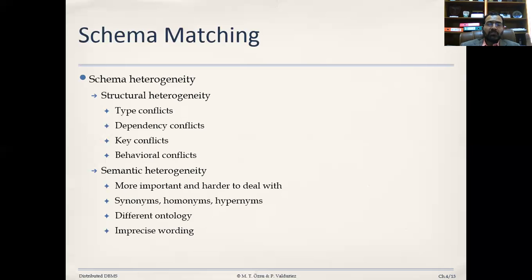The second thing is called semantic heterogeneity, which is difficult to understand, because it is easy to understand the type conflict. That is not a big issue; you can easily find it out. But semantic heterogeneity is different, more important and harder to deal with. Sometimes you use synonyms, sometimes homonyms, hypernyms. You might have various, different ontologies.